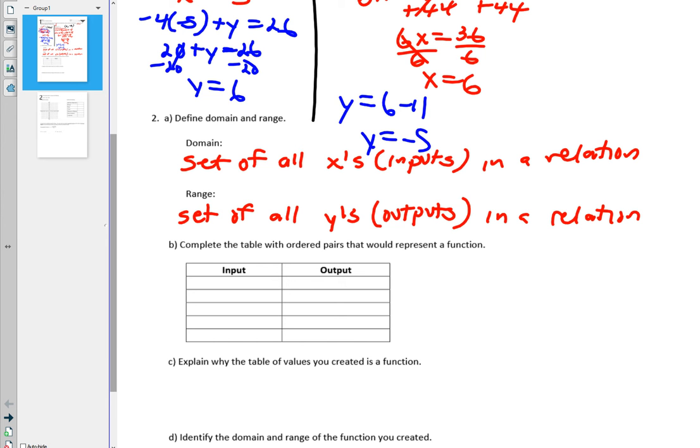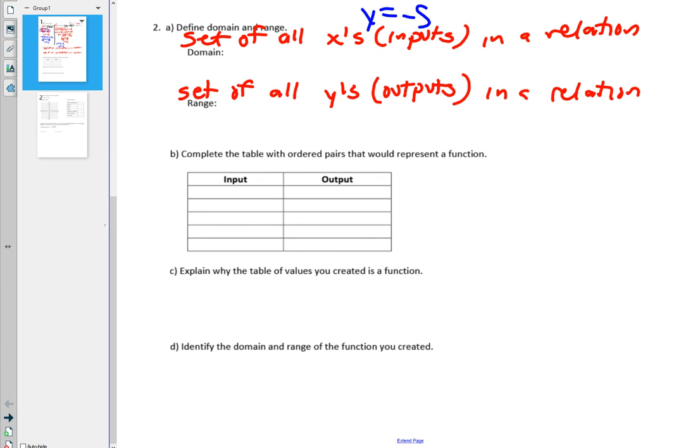This is what you learned right before you got to me. Anytime you have two variables, it's called a relation. But if that relation happens to pass a function test, then you can also call it a function. Every function is a relation. It's just not every relation is a function. You have to pass a function test.